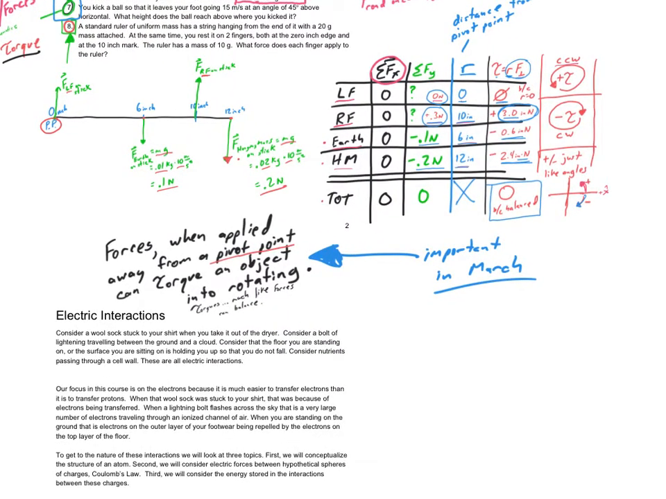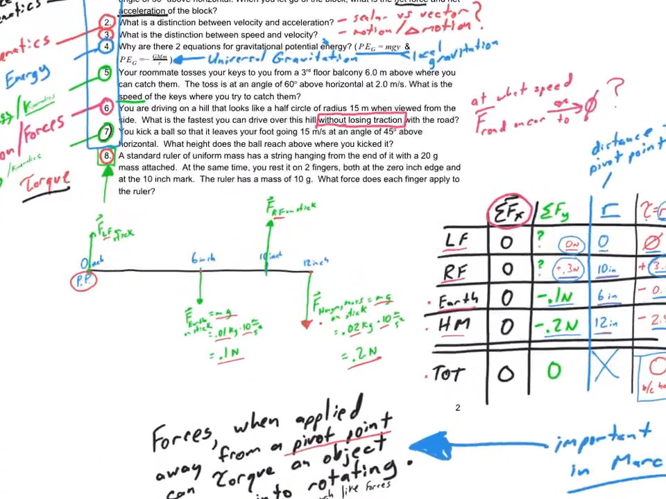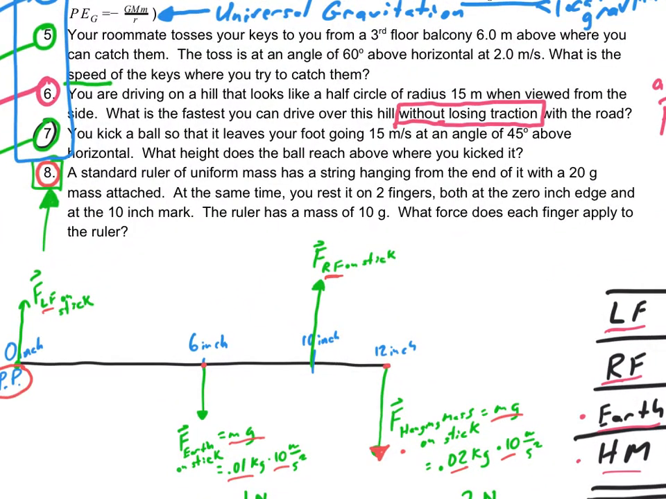The torque problem I've already completed. Okay, I had it prepped for you guys. Okay, so I'm going to read through it first. A standard ruler of uniform mass has a string hanging from the end of it with a 20-gram mass attached. At the same time, you rest it on 2 fingers, both at the 0-inch edge and at the 10-inch mark. The ruler has a mass of 10 grams. What force does each finger apply to the ruler?